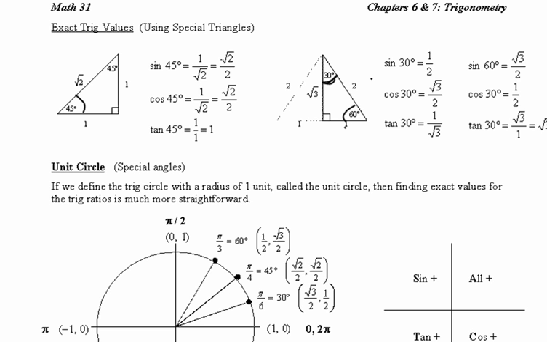Well, you have to figure out your reference angle to figure out the ratio, and if it will be positive or negative. You still have to use CAST, and you have to figure out your ratio.